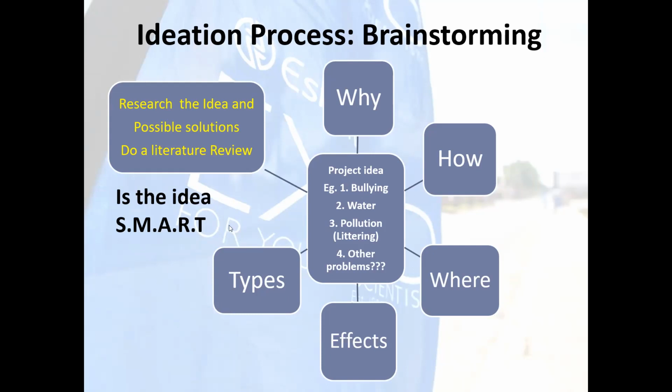Whatever the idea is, use this brainstorming technique to help them narrow down and become more specific about the project, right? So I just put example: bullying, water. I know there's lots of issues around water, pollution, can be any type of pollution. I just put littering as an example, or whatever other problems. I don't know if there's anyone who wants to give an example of a problem they might already have. Or can I just go ahead and use one of my examples?